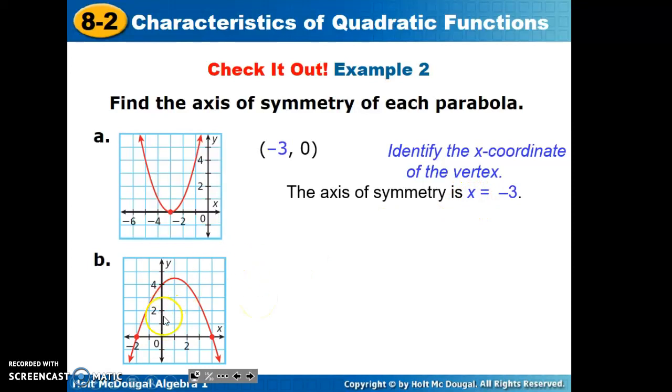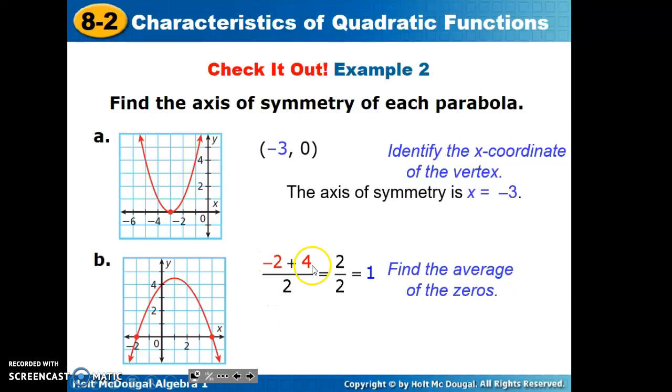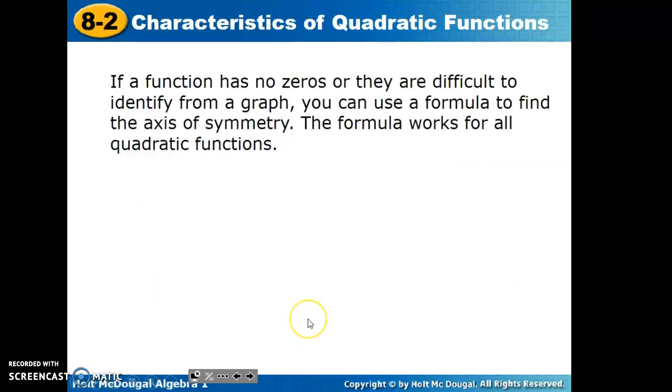In part B, example 2, we see two zeros. They are at -2 and +4. Since we have two zeros, we know we're going to use their average. We take the two zeros, -2 plus 4, which is 2, divided by 2, where it's an average. We find our axis of symmetry at x equals 1, and we can see when we visualize that it does indeed cut our parabola in half. x equals 1 is our axis of symmetry.